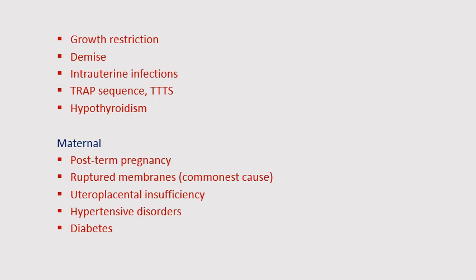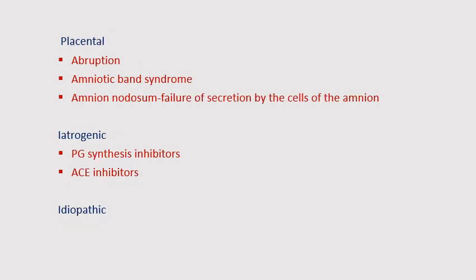And fetal growth restriction, fetal demise, intrauterine infections, then TRAP sequence and twin-twin transfusion syndrome, and hypothyroidism. Maternal causes are post-term pregnancy, ruptured membranes, uteroplacental insufficiency, hypertensive disorders, diabetes. Also, there are certain placental causes like abruptio placentae, amniotic band syndrome, amnion nodosum, where there is failure of secretion by the cells of the amnion.